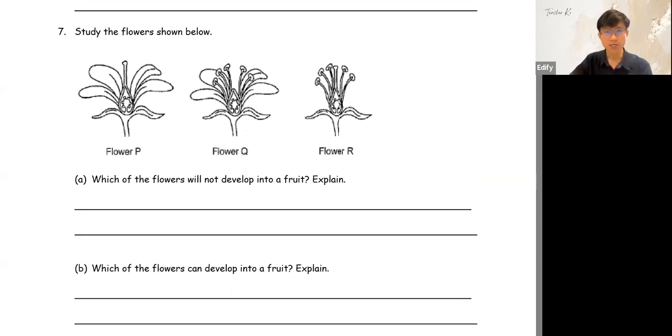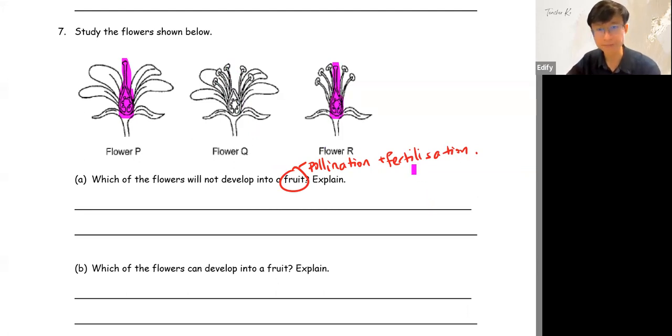The 2 processes are, number 1, pollination must take place, and number 2, fertilization, right? And these 2 processes only take place on the female parts of the flower. So you want to look for the female parts of the flower, and I see that flower P has a female part of the flower. And Q, the female part of the flower is cut, the stigma is cut away, right? And R, the stigma is still there, the rest of the female parts are still there.